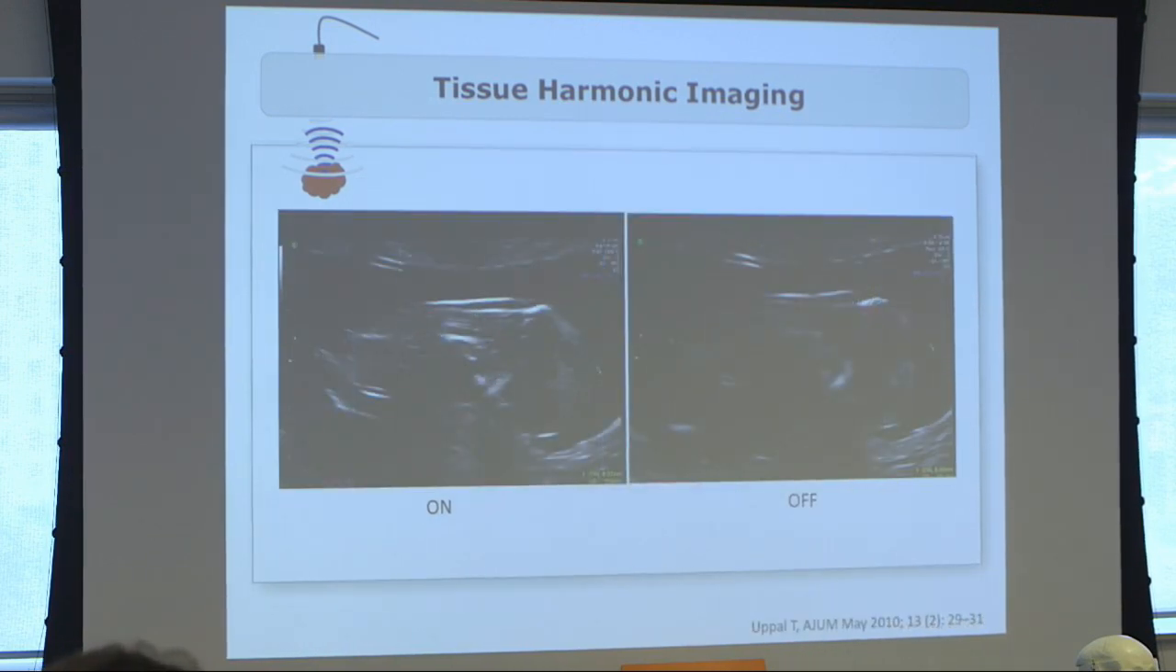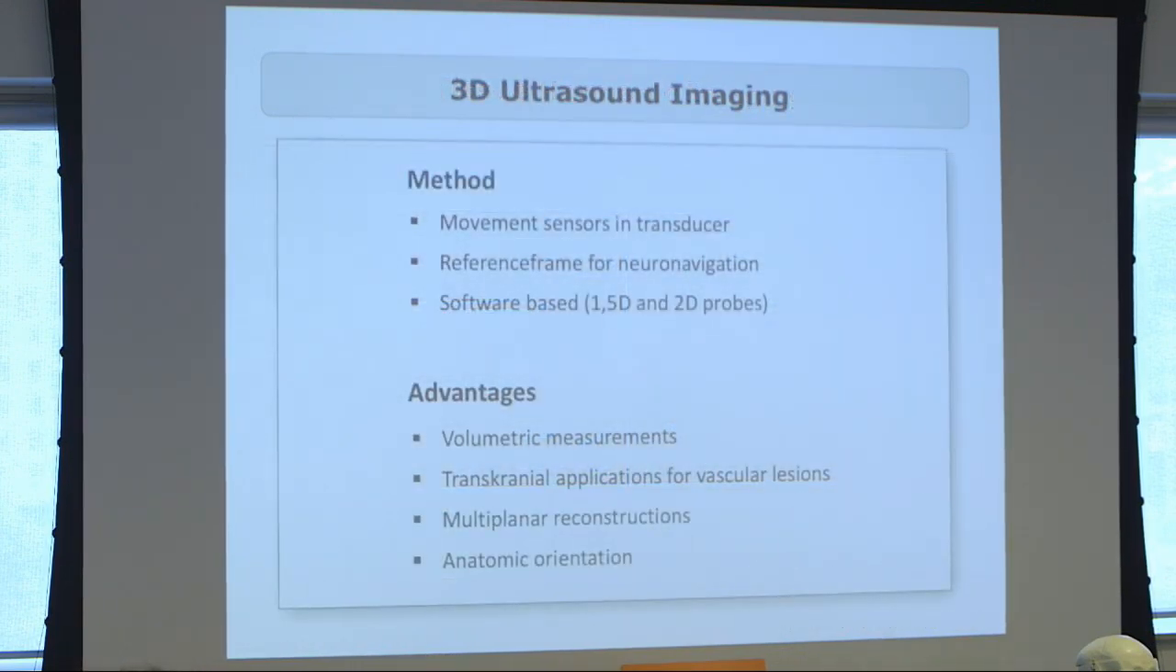This is a fetus on and off, and you can see a lot more detail using this technique. 3D ultrasound can also be a great help. You can integrate it into your neuronavigation device. There are two ways in which you can get a 3D image. Either you move your probe, or you have a sensor on your probe, or you use a phased array in which the sector is actually moved electronically.